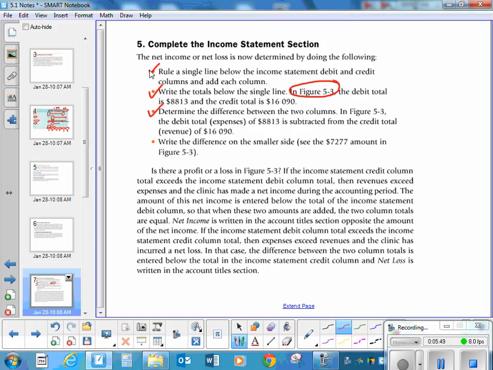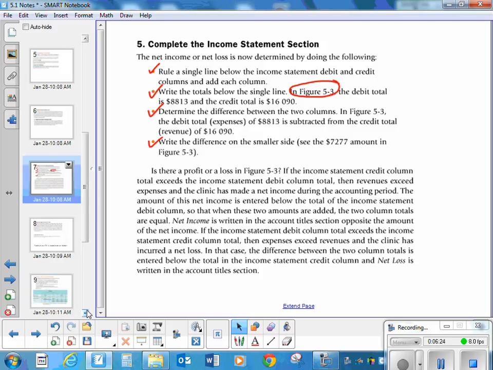The difference between the two columns, when you subtract them, is going to be your net income or your net loss. Now in this case, your revenue is higher than your expenses. And you want to write the difference on the smaller side. So if you look, you'll see the 7,277 amount on figure 5.3. The reason why you do that is because you want your final totals to be the same after you put in your net income or net loss. So in this case, it's a net income because your revenue is higher than your expenses. If it was the other way around, it of course would be a net loss.